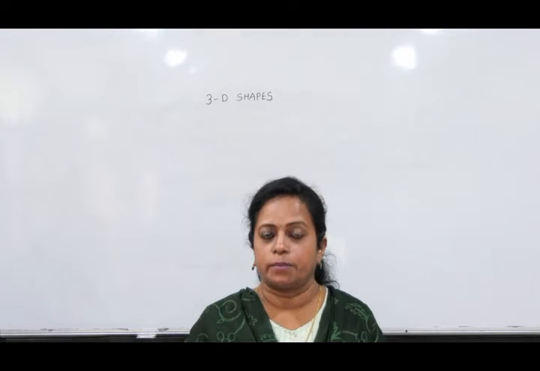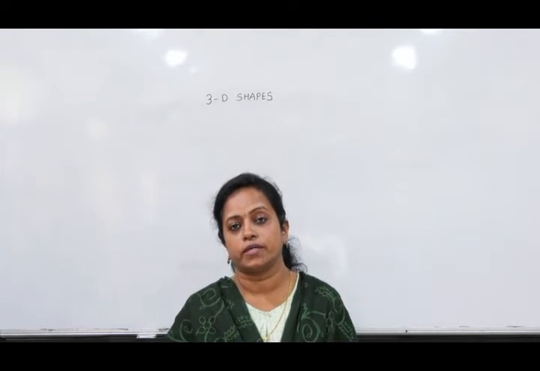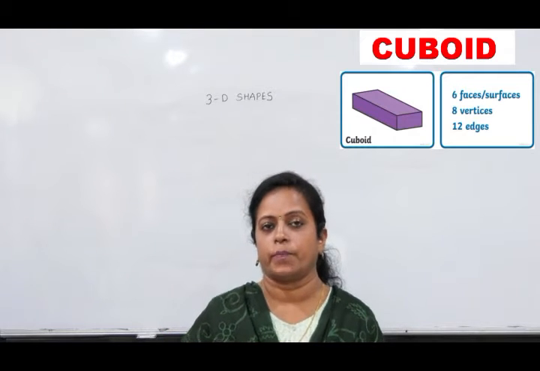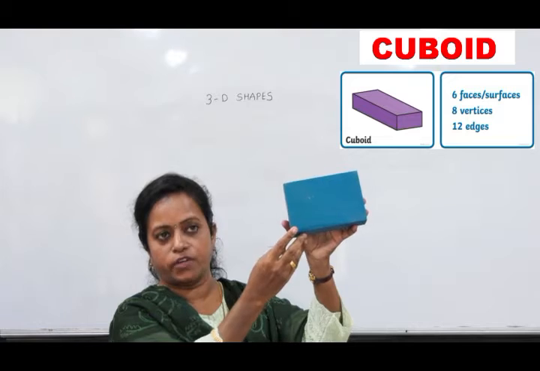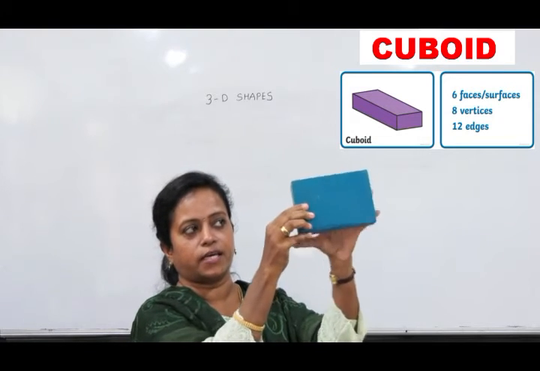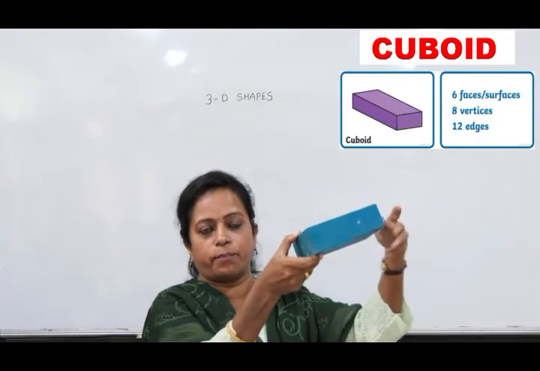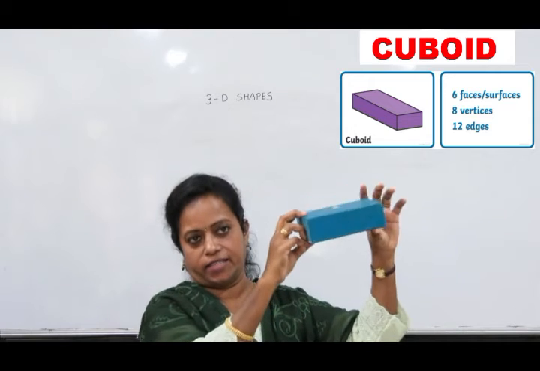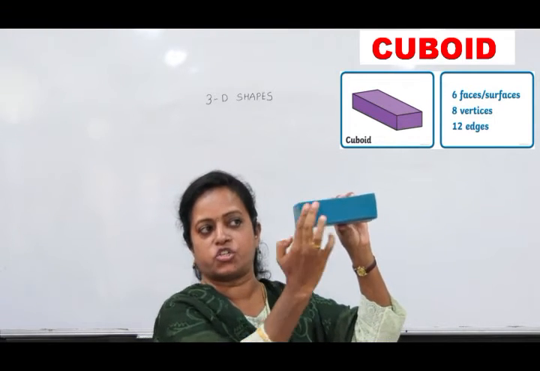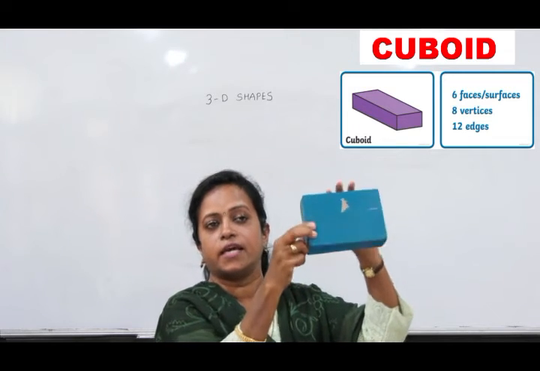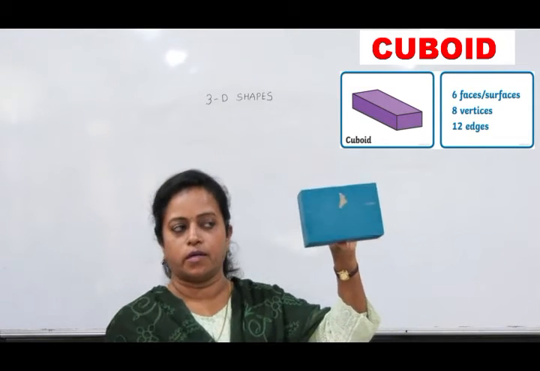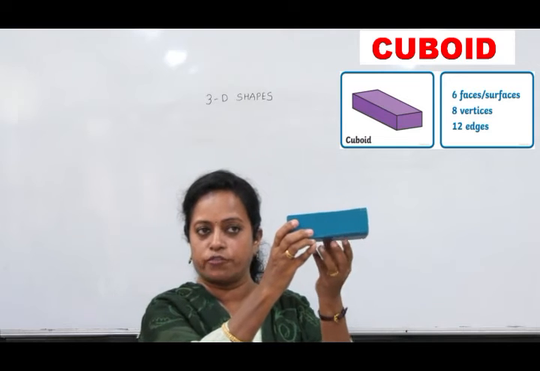The second three-dimensional object that you are going to learn today is a cuboid. Now this is the shape of a cuboid. Now what do you observe here? You will find all the surfaces in the shape of a rectangle. Such a three-dimensional shape which has rectangular surfaces is called a cuboid. Let us count the number of faces of a cuboid.